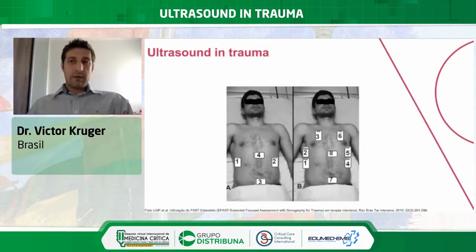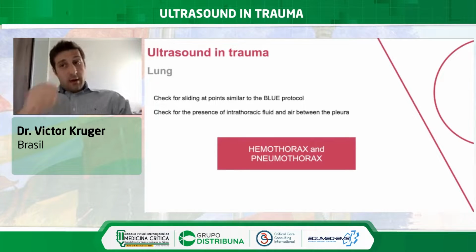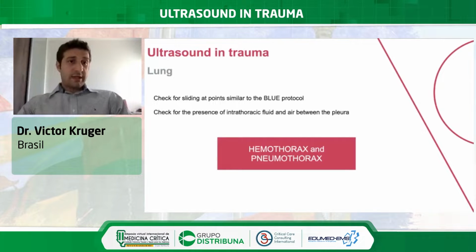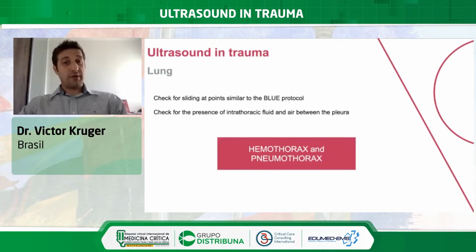When you talk about extended FAST in trauma, you can evaluate these 4 windows. For the lung windows, we can check for sliding at points similar to the BLUE protocol. Check the presence of intrathoracic fluid or air between the pleura. In conclusion, we need to check for hemothorax and pneumothorax.